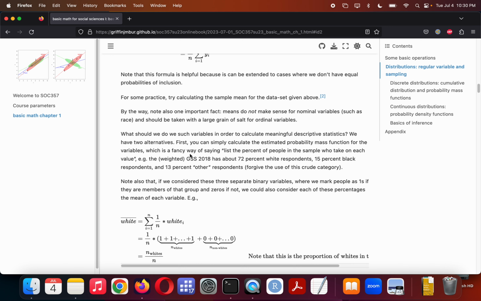So that would be one thing that you can do. You can just give those percentages, and that's an alternative to calculating the mean. But note that one other alternative that's very often useful is you could think about these as being three separate binary variables where we mark people as ones if they are members of that group and zeros if not. This is called dummy variable coding. The dummy part isn't meant as pejorative, it just means simple.